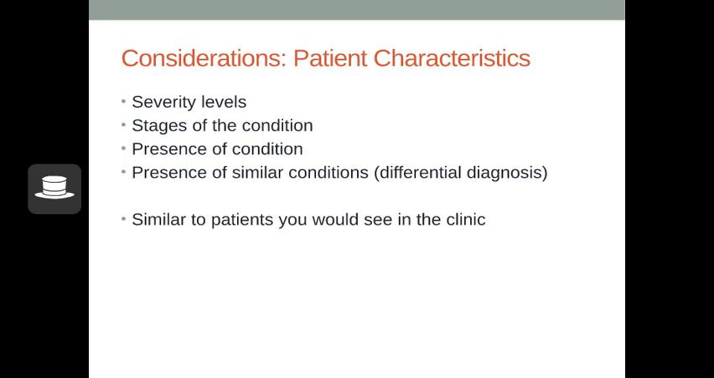And then also patients that may have similar conditions, or conditions that are commonly confused with the target condition, for that differential diagnosis piece. Again, just to reiterate, with the patient characteristics, you want these to be similar to patients that you would see in a clinic. So a similar range of severity levels, stages, presence of condition versus not, etc.